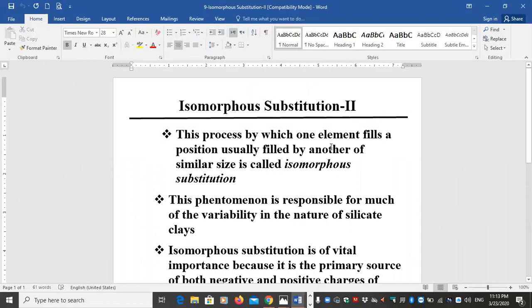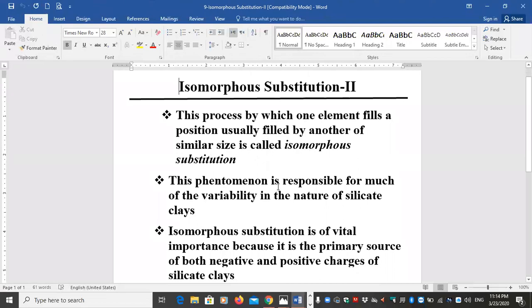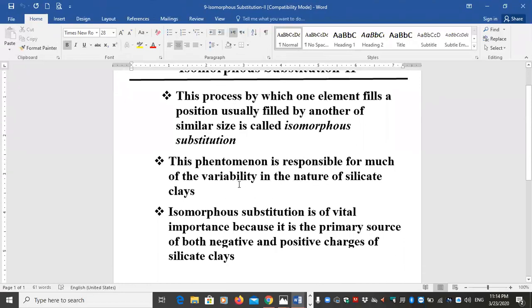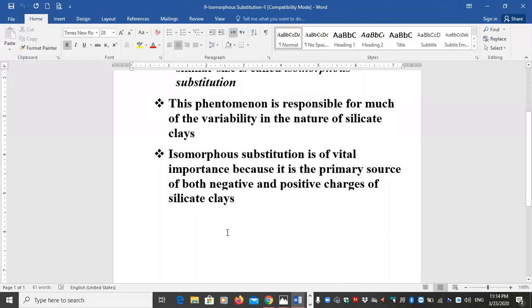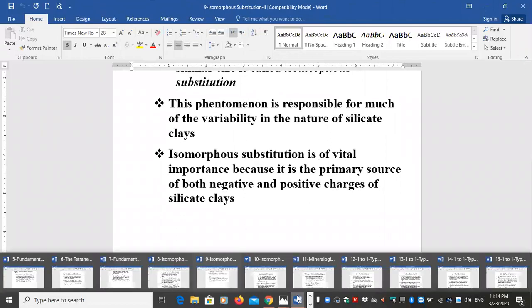This process by which one element fills a position usually filled by another of similar size is called isomorphous substitution. This phenomenon is responsible for much of the variability in the nature of silicate clays. We will see when we study the individual silicate clays how much and where that substitution occurs. Isomorphous substitution is of vital importance because it is the primary source of both negative and positive charges of silicate clays. We will see how that happens in a minute.